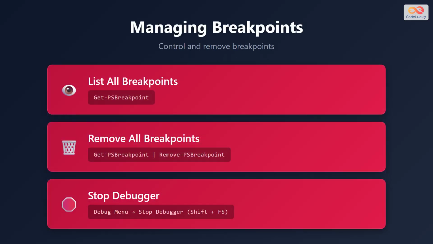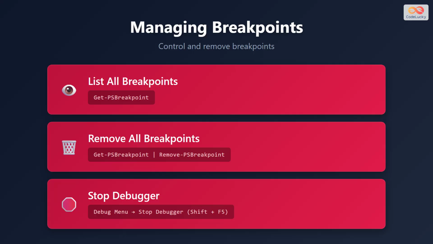Effective breakpoint management is important for smooth debugging sessions. To view all currently set breakpoints in your script, use the Get-PSBreakpoint command. This lists every breakpoint with its location and properties. When you're done debugging and want to remove all breakpoints at once, use the command Get-PSBreakpoint | Remove-PSBreakpoint. This cleans up all breakpoints in one operation.